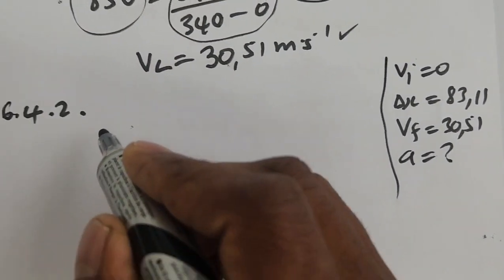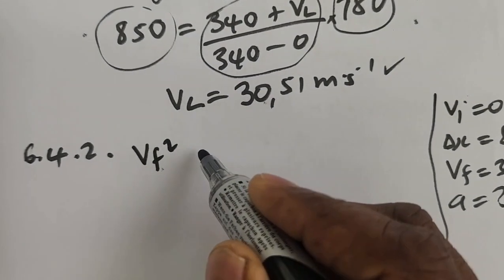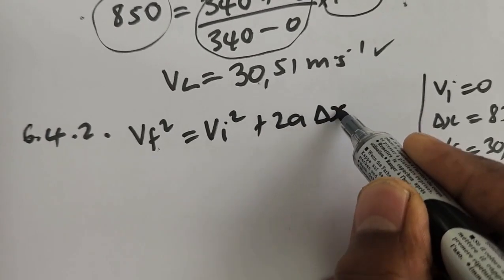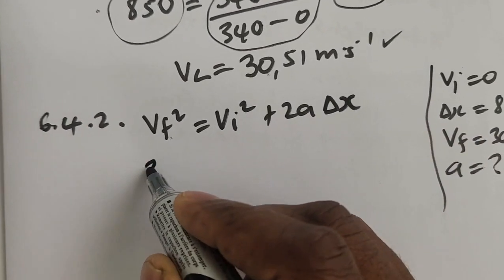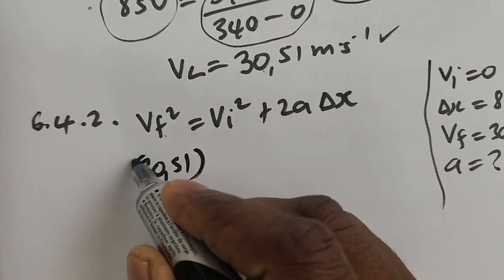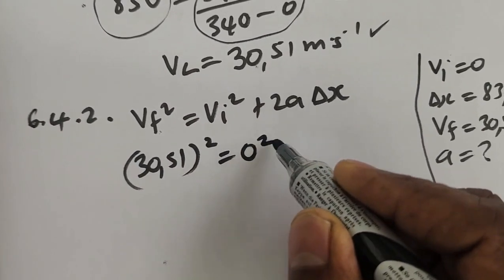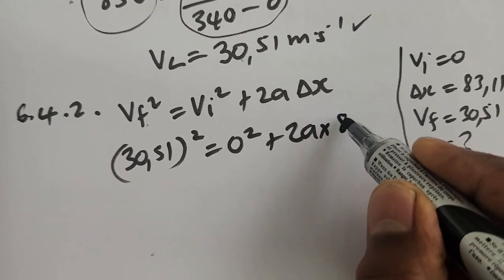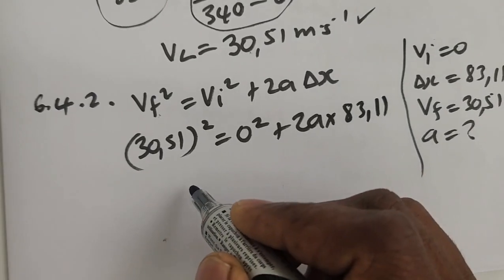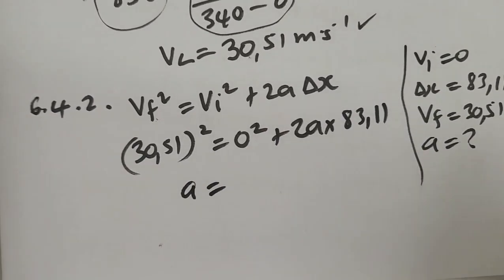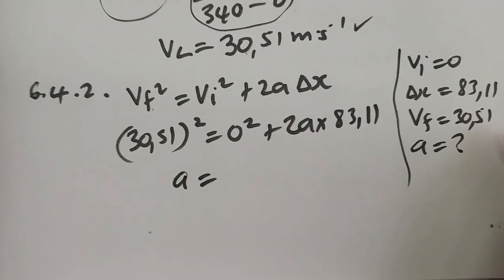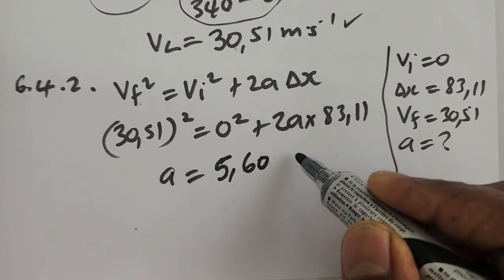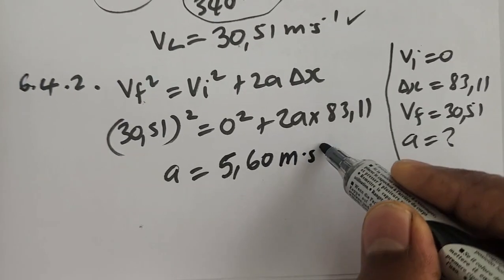If you look at this, it will be vf squared equals vi squared plus 2a delta x. Vf squared is 30.51 squared equals 0 squared plus 2a multiplied by 83.11. Then from here you can find the value of a. The value of a, according to the calculation, if you use your calculator properly, you'll find 5.60 meters per second squared.